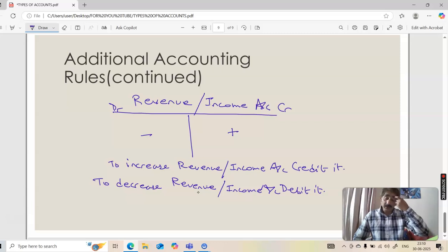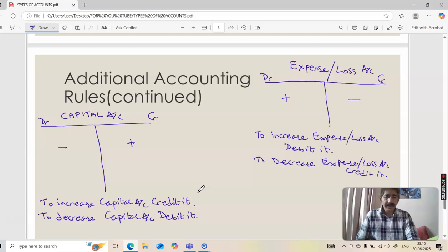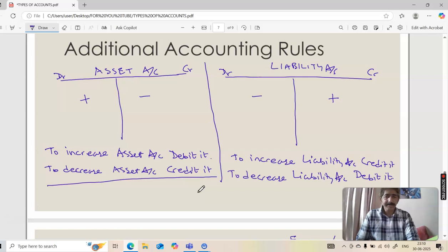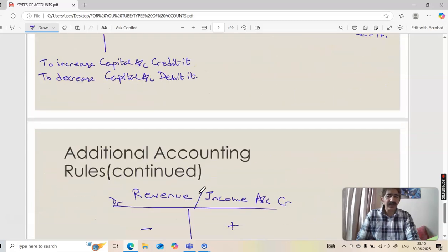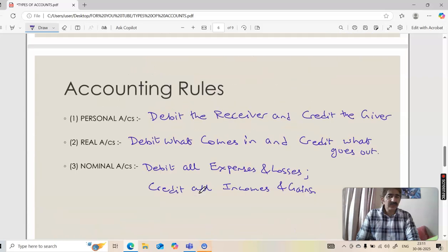So that's it for this short video. In this video, we just focus on the accounting rules. Learn these rules. Take a screenshot of this, and this one also. So the additional rules are 5: asset account rule, liability account rule, capital account, expense account, and the last one is for revenue account. Apart from these 5 additional rules, there are 3 golden rules, which I've written for personal account, for real account, and for nominal account.